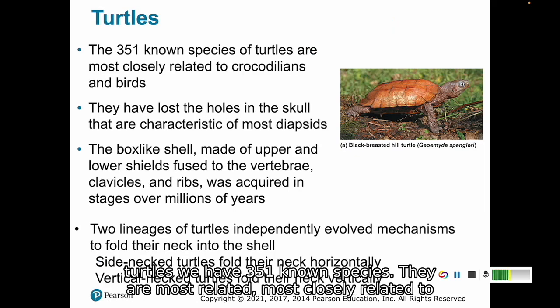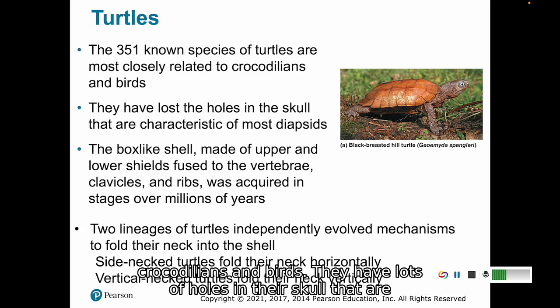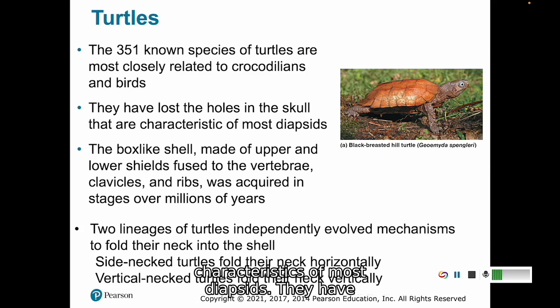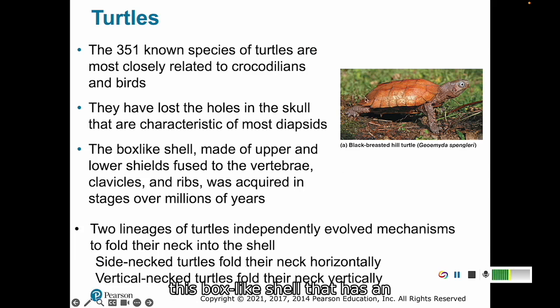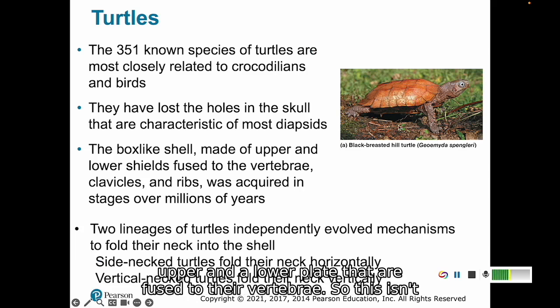In our turtles, we have 351 known species. They are most closely related to crocodilians and birds. They have lots of holes in their skull that are characteristics of most diapsids. They have this box-like shell that has an upper and a lower plate that are fused to their vertebra.